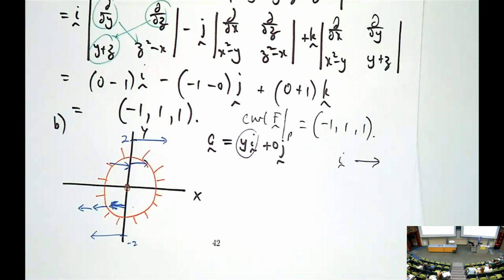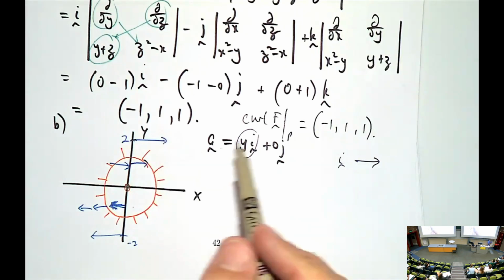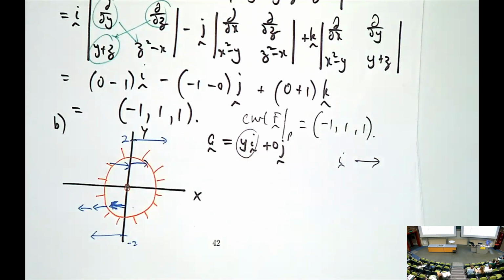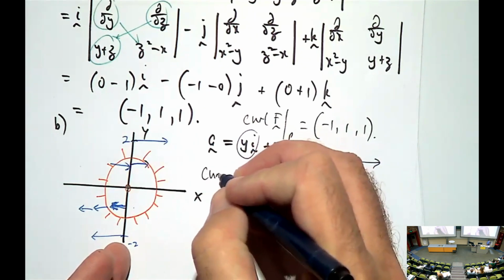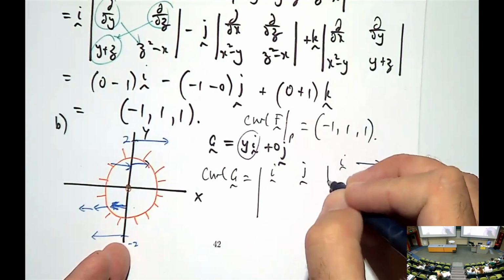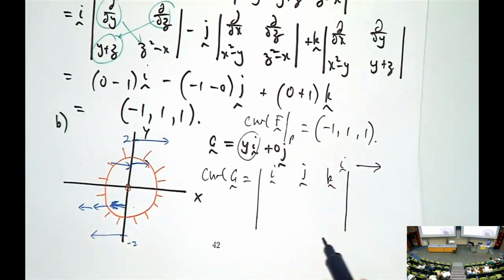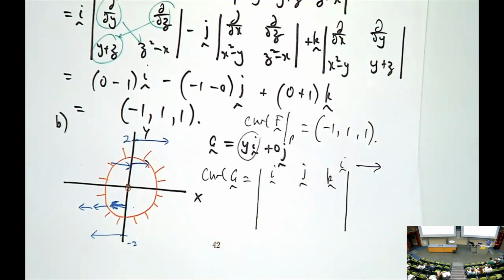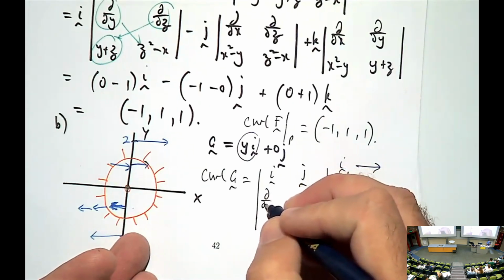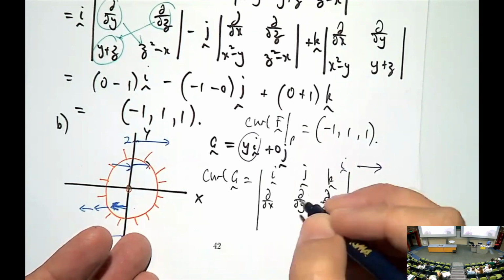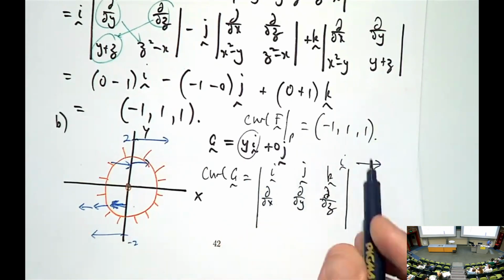So let's calculate the curl. So here we've only got I and J, and we don't care about the K. But we can still calculate the curl. I'm going to put an extra K in, right? So you can think of this as yi plus 0j plus 0k. Okay? And it's going to be y, 0, 0.